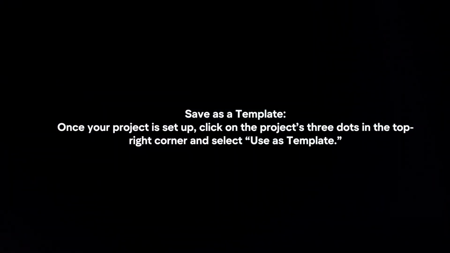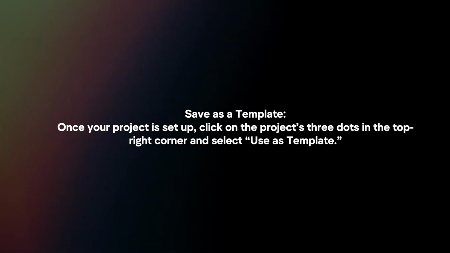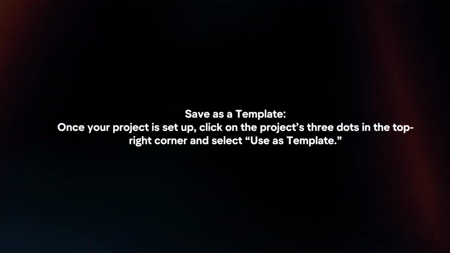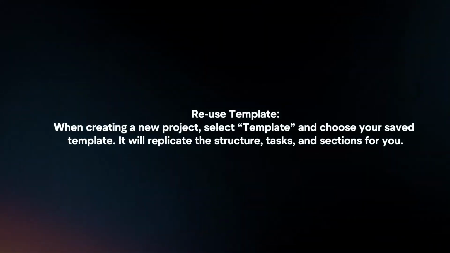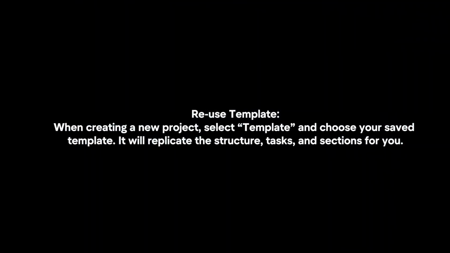Save as a template. Once your project is set up, click on the project's three dots in the top right corner and select Use as Template. Reuse Template. When creating a new project, select Template and choose your saved template. It will replicate the structure, tasks, and sections for you.